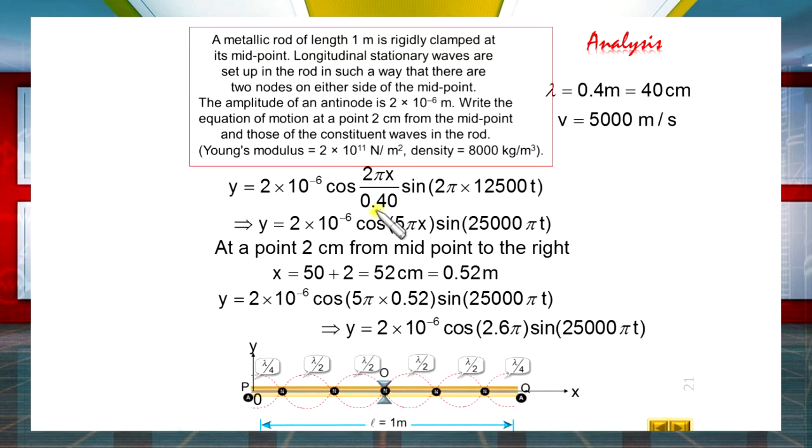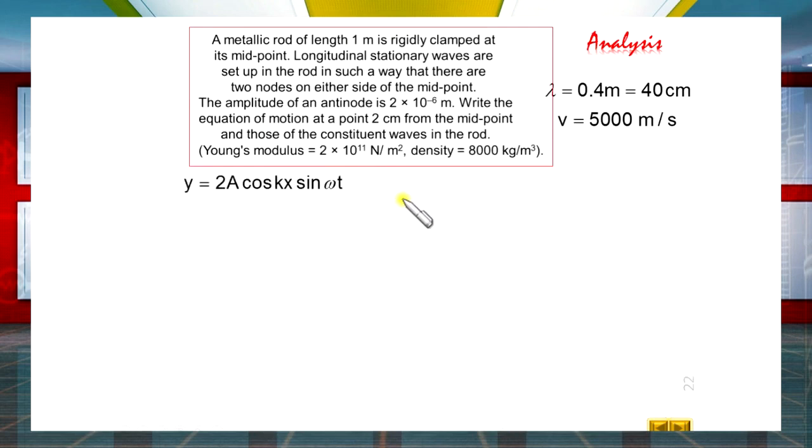Okay, now we need to calculate the equation of the constituent waves in the rod. So let us write this equation in the standard form of the stationary wave, that is y equal to 2a cos kx sin omega t, and this should be equal to this value. Here k equal to 5 pi, and omega equal to 25,000 pi. We can observe this term is the multiplication of two trigonometrical terms, that is cos 5 pi x multiplied by sine 25,000 pi t.